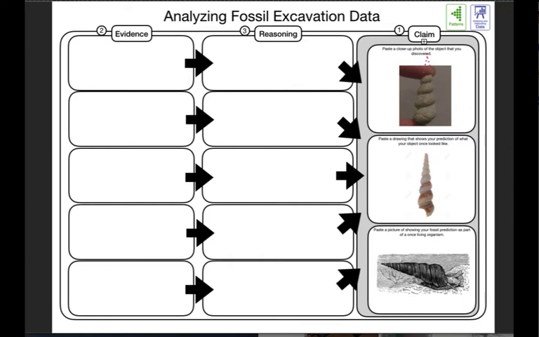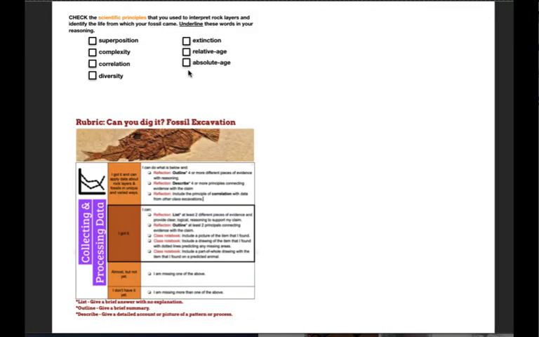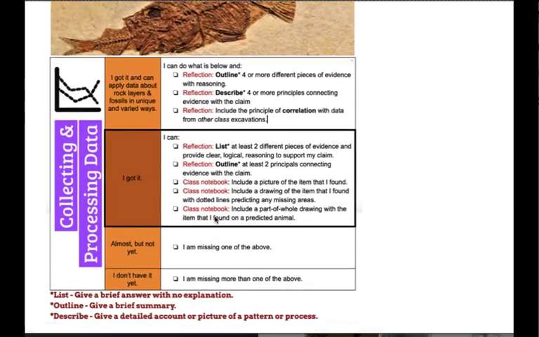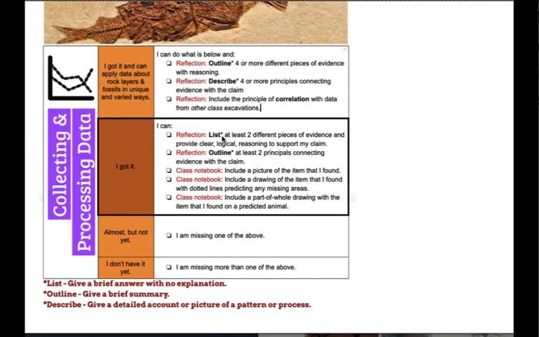To guide them, a scaffold we provided for the reasoning was a checklist, and so they had to check as many scientific principles as they felt like they could use beforehand, try to use those in their reasoning, and then come back and reflect, did they use them, and they would use the rubric to self-assess. Did they use two pieces of evidence that were clear and logical? Did they provide two pieces of reasoning connecting the evidence to the claim? And then the rest of the check marks here were based on their class slideshow.